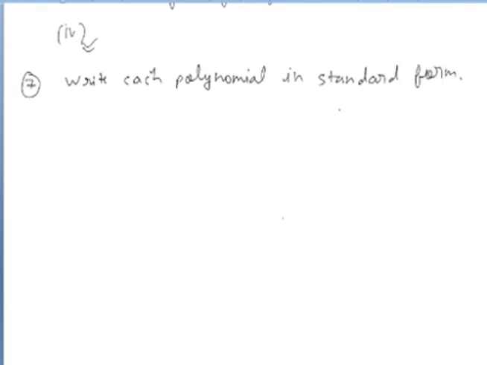So what is the standard form? Just take the first question, I'll tell you what the standard form is. 17 minus 3x square plus x to the power 5 plus 8x cube.